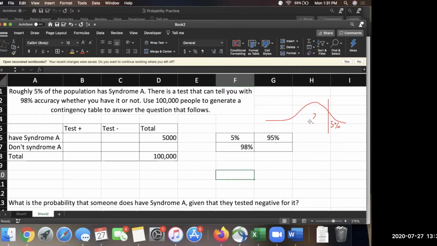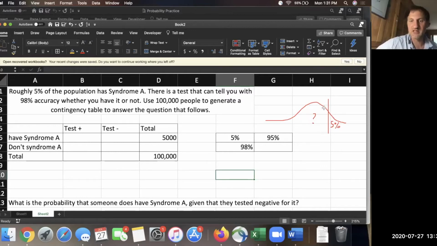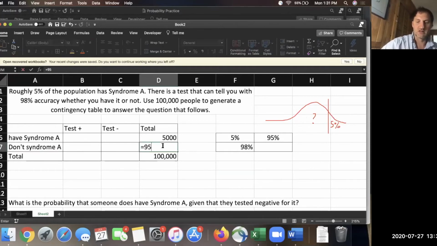You subtract from 100. Right, because 100% is everybody. So if 5% of the population has it, then 95% of the population doesn't have it. And you see how that lines up with this row right here. I need to know what 95% of 100,000 is. That's the other side.